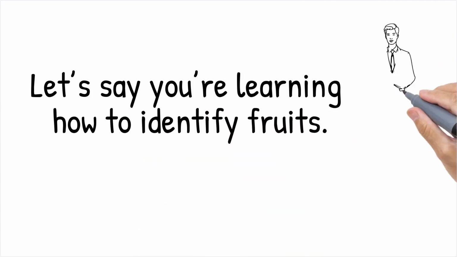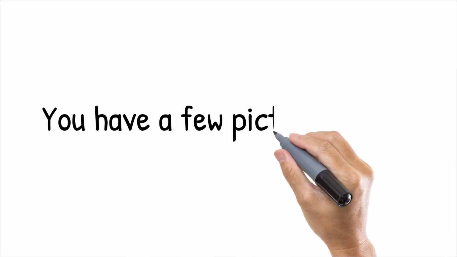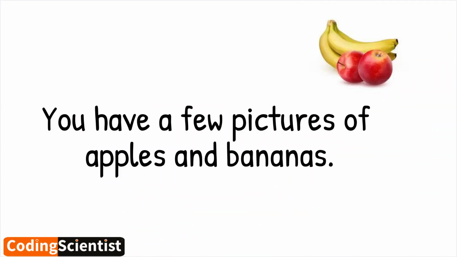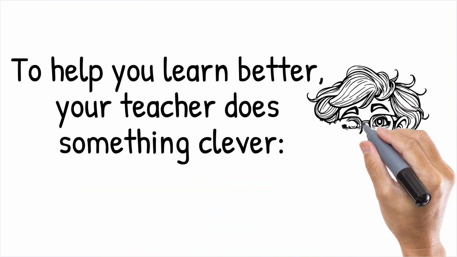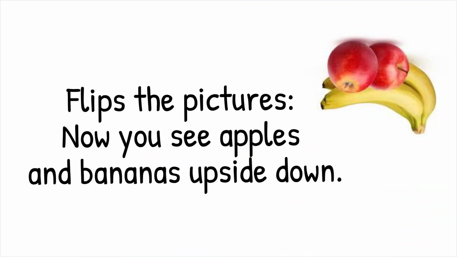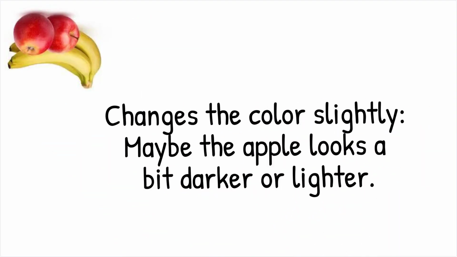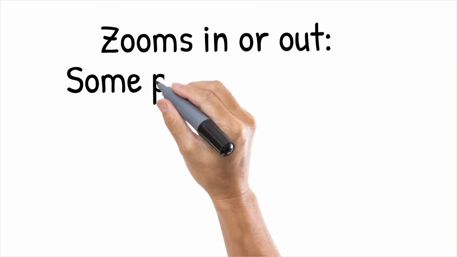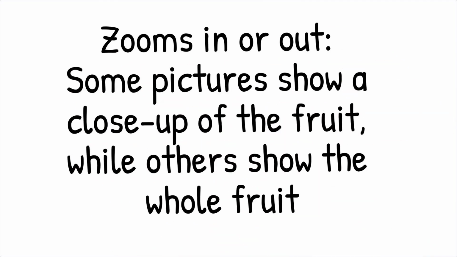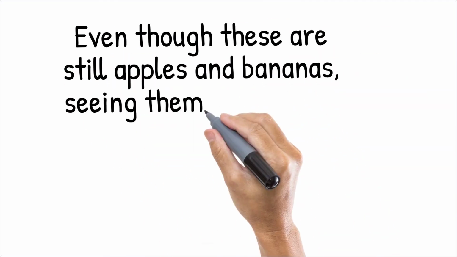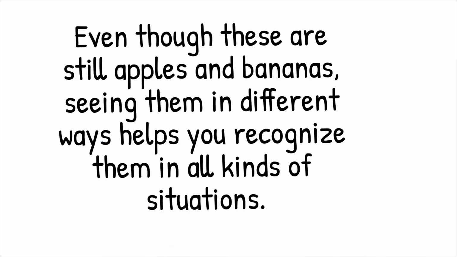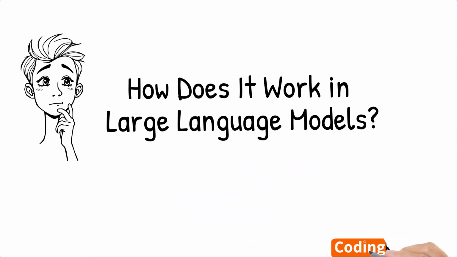Let's say you're learning how to identify fruits. You have a few pictures of apples and bananas. To help you learn better, your teacher does something clever. Flips the pictures, now you see apples and bananas upside down. Changes the color slightly, maybe the apple looks a bit darker or lighter. Zooms in or out, some pictures show a close-up of the fruit, while others show the whole fruit. Even though these are still apples and bananas, seeing them in different ways helps you recognize them in all kinds of situations.